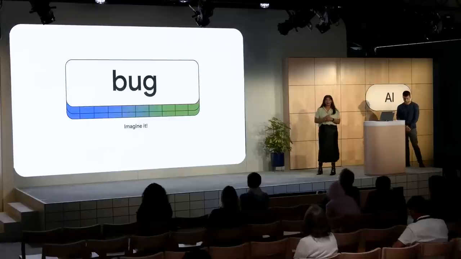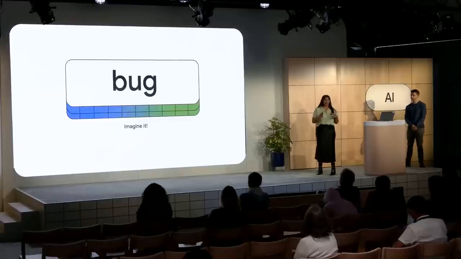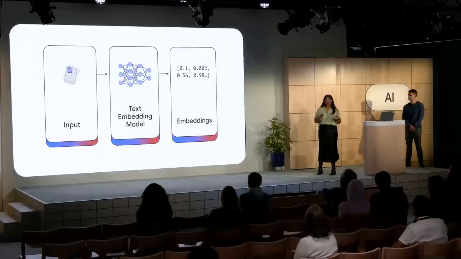Let's take an example. Okay, everyone visualize the word bug. Now that you have a picture in your head, what if I said something like, I found a bug in my garden? Obviously, in this scenario, I'd be talking about an insect. But what if I said something like, I found a bug in my code, or this person is really bugging me? The meaning of bug has completely changed. And this is what embeddings can help with.